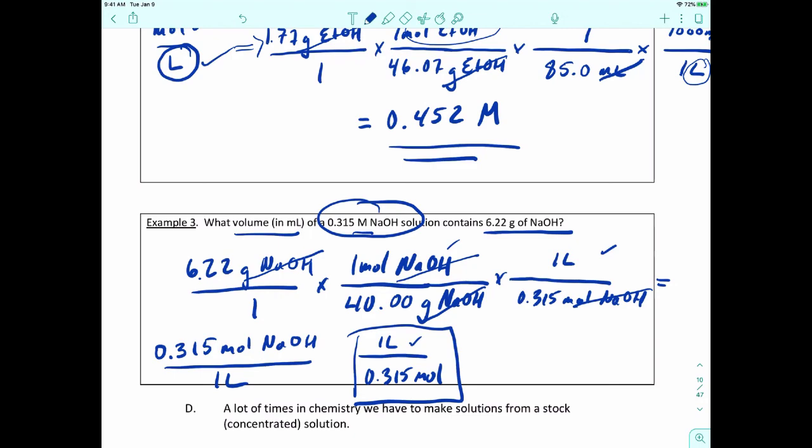All right, and so we need to solve. Well, wait, I almost jumped ahead. The problem's actually telling us something else. We need to know the volume in milliliters. So we actually have one more step that we've got to take care of. So we need to convert from liters to milliliters. So for every 1 liter, there's 1,000 milliliters. Now we can solve. So this is going to be 6.22 times 1,000 divided by the product of 40 times 0.315. And so that number is going to be 494 milliliters.